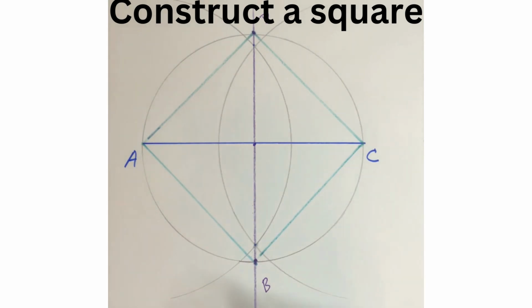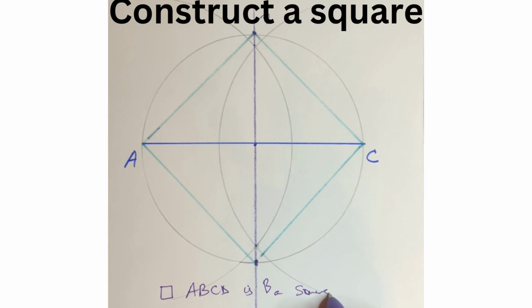Okay, now we have completely constructed our square. So you have a square, A, B, C, D. It is a square. Okay, and that's how we complete the construction of a square using a circle and applying our knowledge of doing a perpendicular bisector of a line segment.